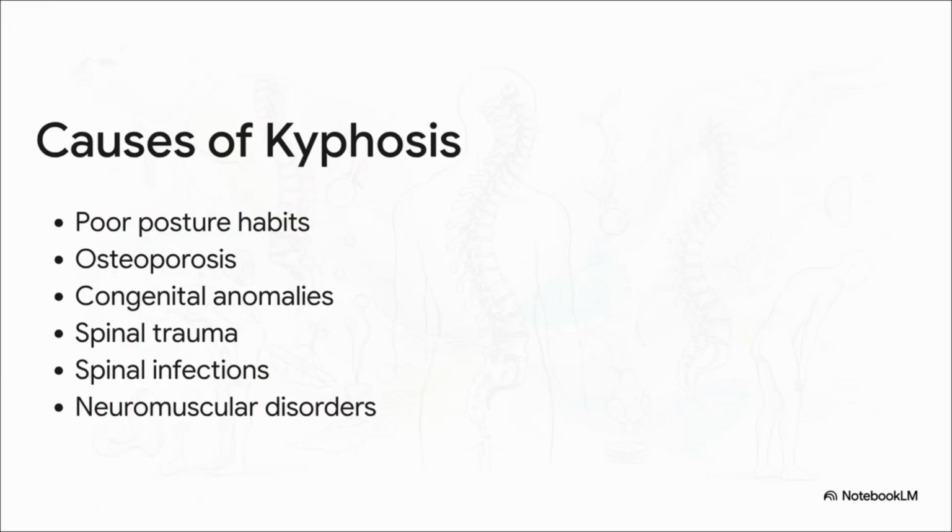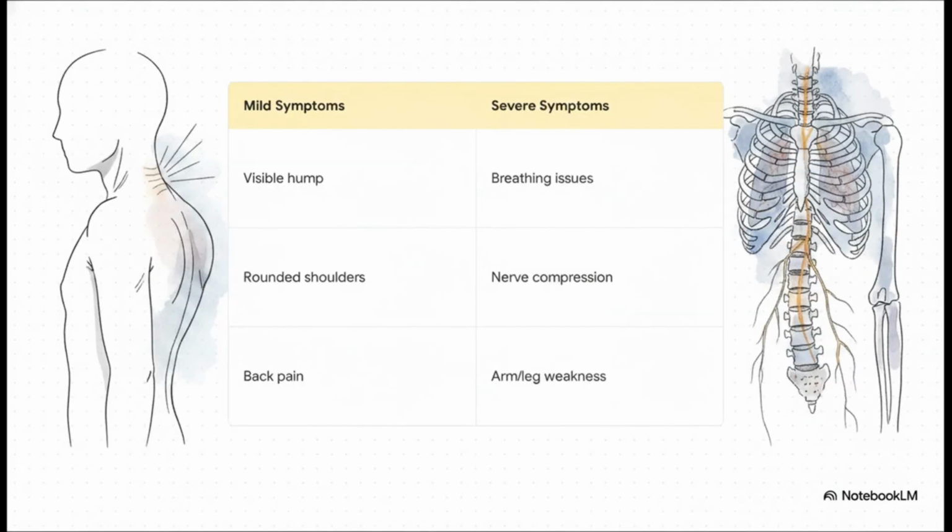So, what actually triggers this? Well, the causes are incredibly diverse. They range from everyday lifestyle issues like poor posture and technique right through to systemic conditions like osteoporosis. We also have to consider the severe medical triggers: congenital genetics, brutal spinal trauma, infections like tuberculosis, which can literally destroy vertebral tissue, and complex neuromuscular disorders like cerebral palsy and spina bifida, which impair the body's physical ability to hold the spine upright. Because the causes vary so much, the symptoms scale dramatically along with them.